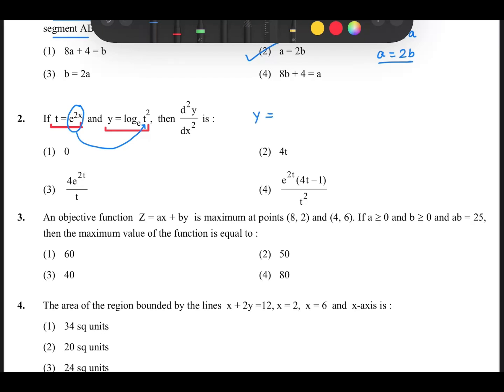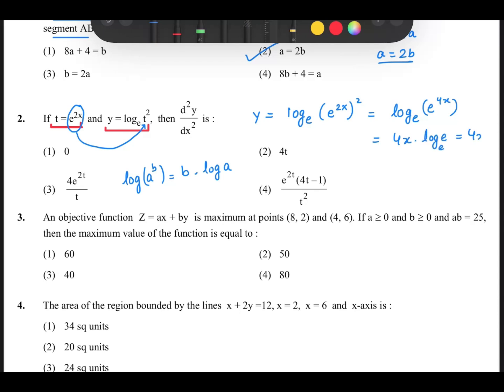What you have is log e, and instead of t you put e to the power 2x, squared. So e to the power 2x squared will be e to the power 4x. Then the property of log: log of a to the power b can be written as b times log a. So you can take b outside. Here instead of b you have 4x, so you take 4x outside and are left with 4x times log e, which is just 1. So you have the function y equals 4x.